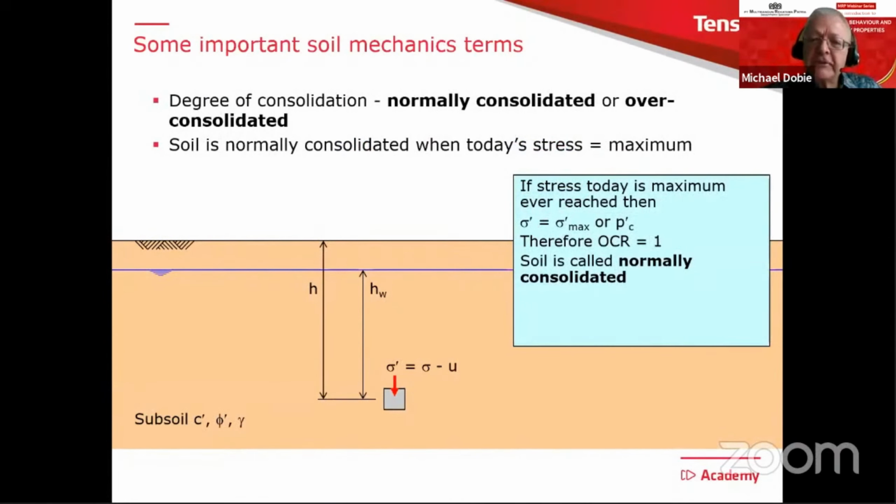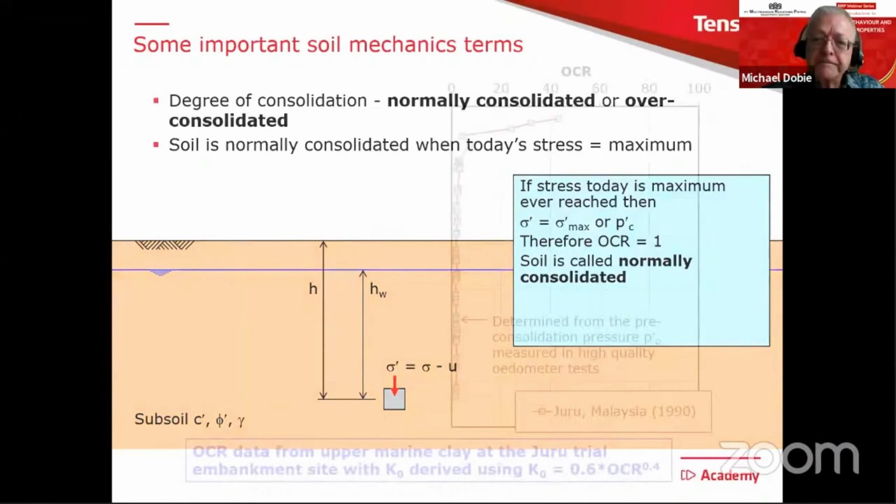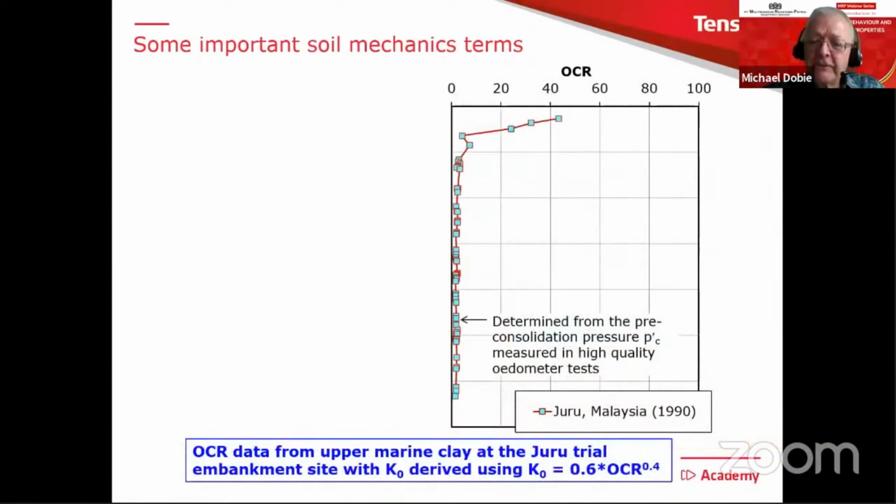But if we have a site where the current stress is the same as the maximum past stress, OCR is 1, and then we call the soil normally consolidated. So we can determine this quite nicely from odometer tests. And here I have a profile of the overconsolidation ratio for a Holocene marine clay. It's actually in Malaysia. And you can see there that once you get below a desiccated crust, the values are very low. They're actually close to 1. And those are determined from looking at the results of odometer tests.